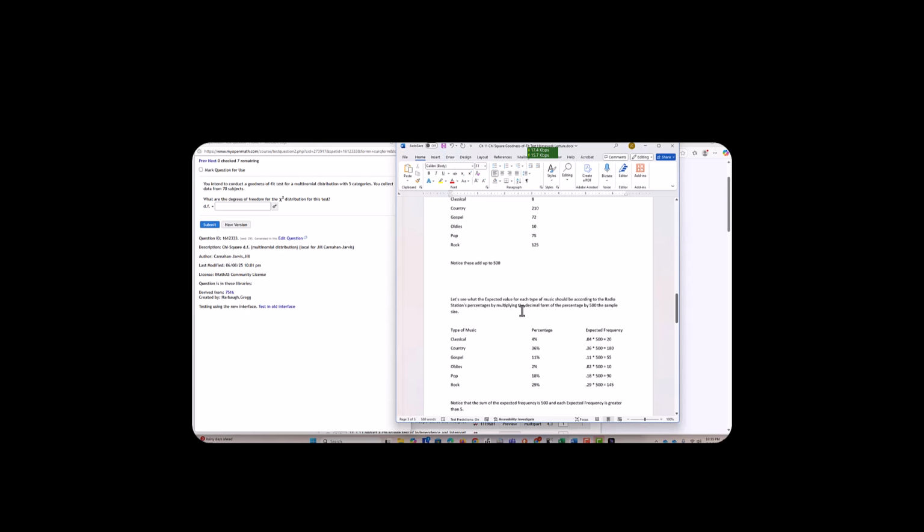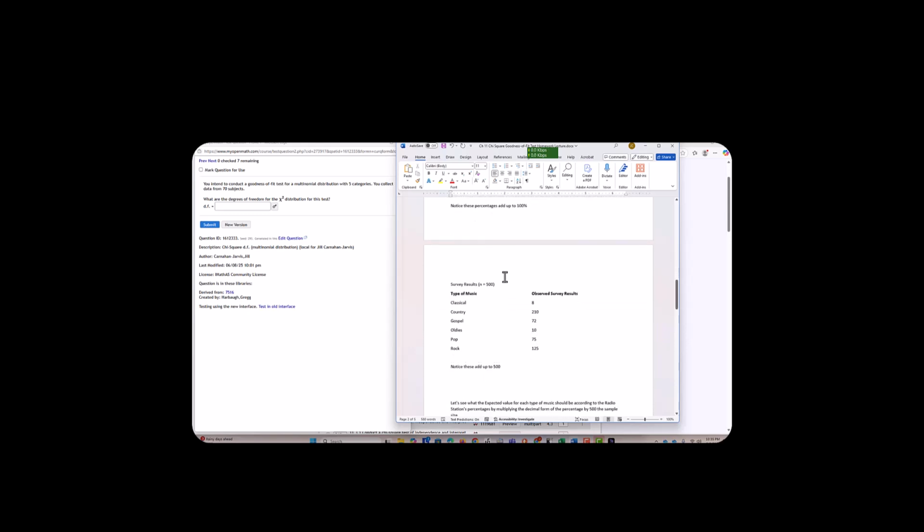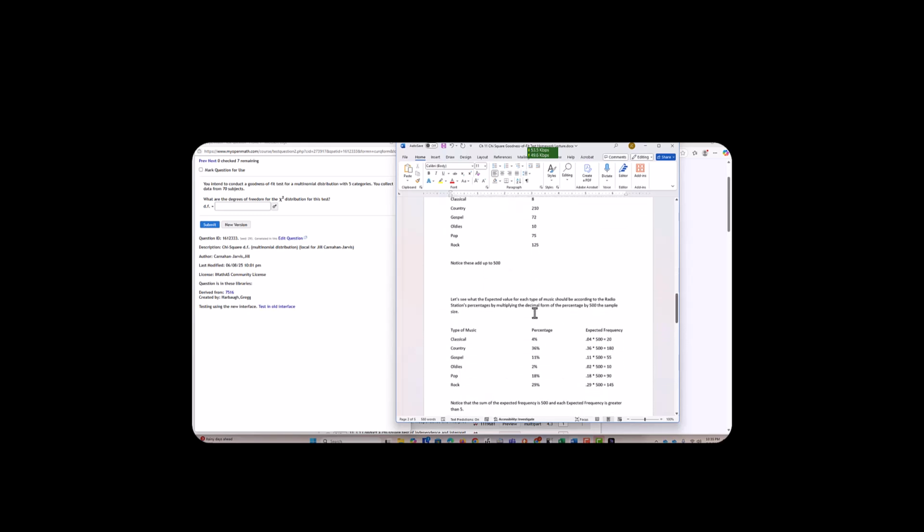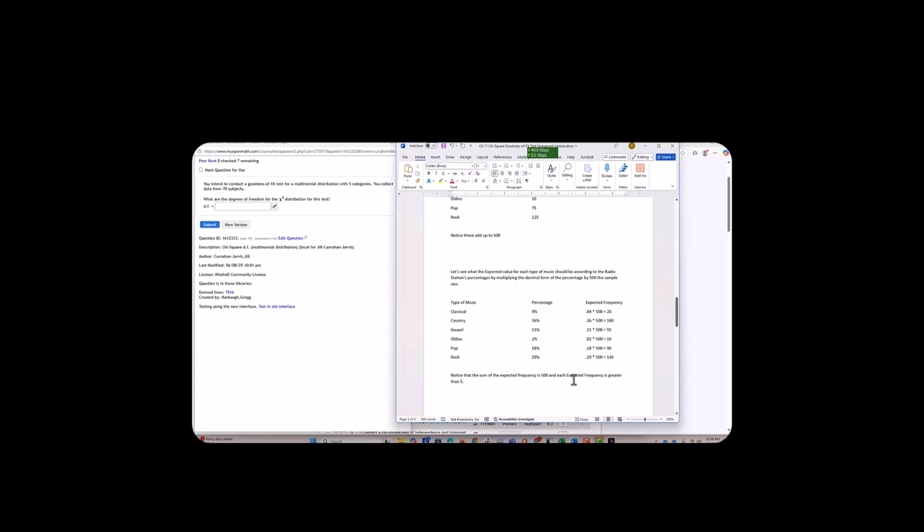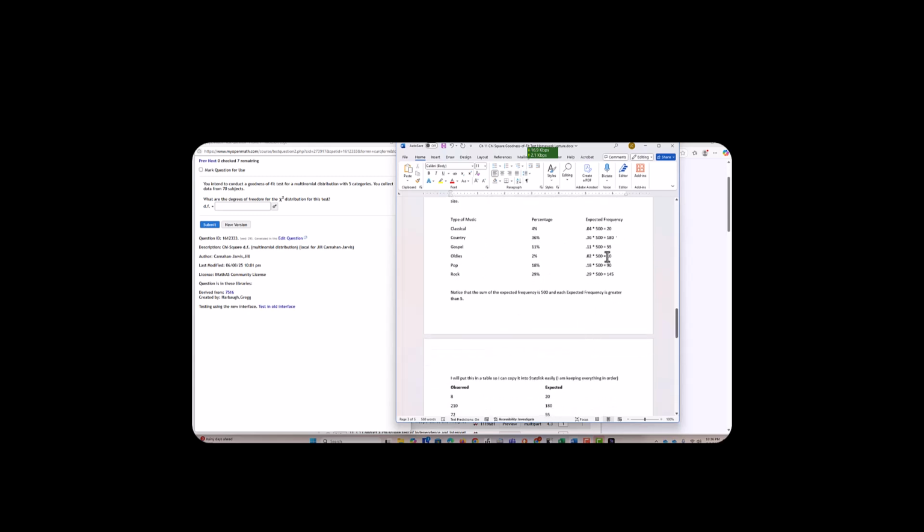So what you have to do is multiply the decimal form of the radio station's percentages times your sample size 500, and that gives you the expected frequency. So for classical, the radio station says there should be 4%, so our expected frequency would be 0.04 times 500, which is 20. For country, it's going to be 0.36 times 500, which is 180, and so on and so forth. So that's how we get our expected frequency. Each expected frequency is greater than 5. Each one of them had to be.